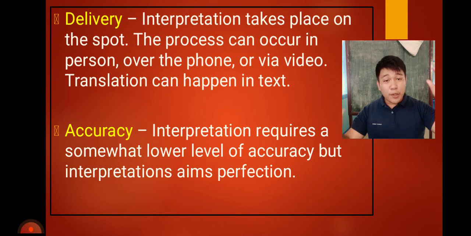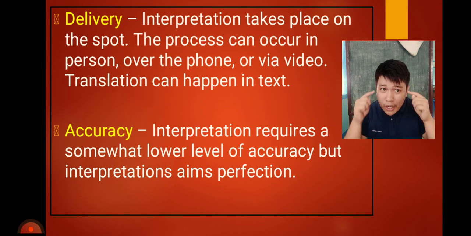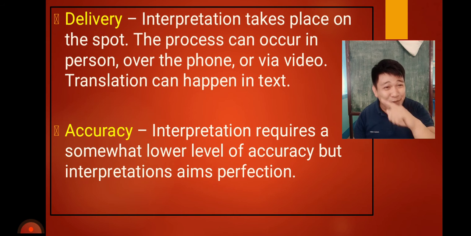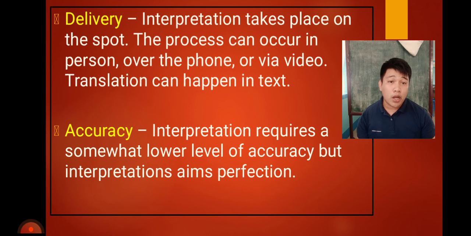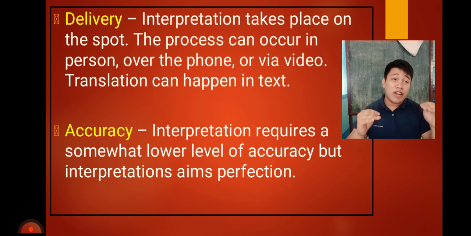Accuracy. Interpretation requires a somewhat lower level of accuracy, because interpretation is on the spot, right? You're not prepared. But what you need is to be witty and knowledgeable during the interpretation. Interpretation has a somewhat lower level of accuracy. It doesn't mean that you are not always accurate, it has just a lower level of accuracy. Practically speaking, interpreting is not an easy task because it is on the spot. You don't know what is to be relayed. All you have to do is be prepared. So you must be a bookworm, a person of dictionary.